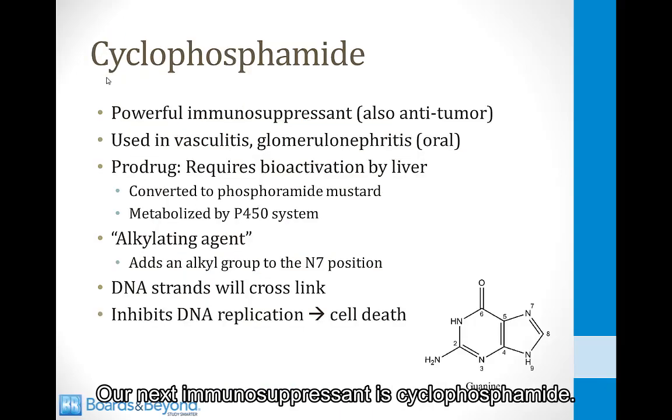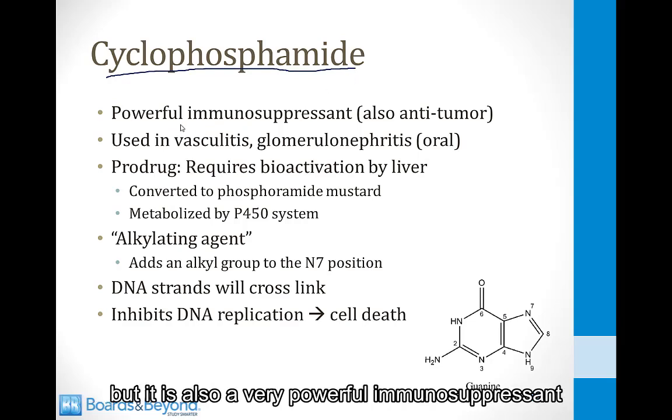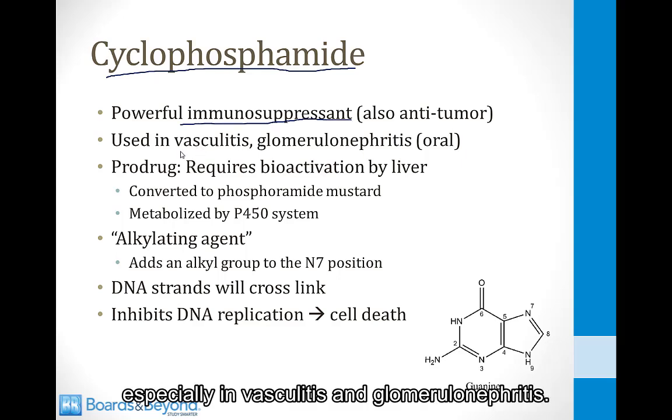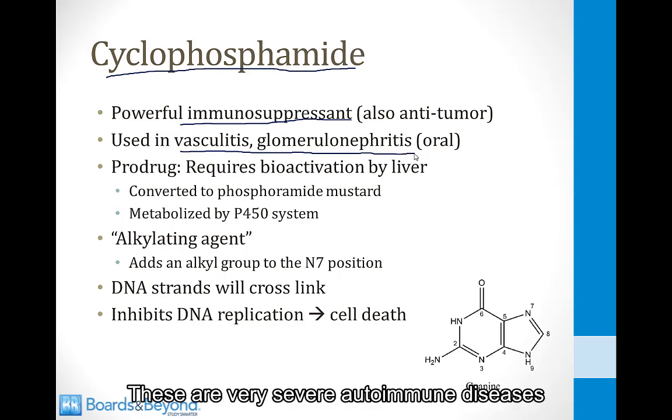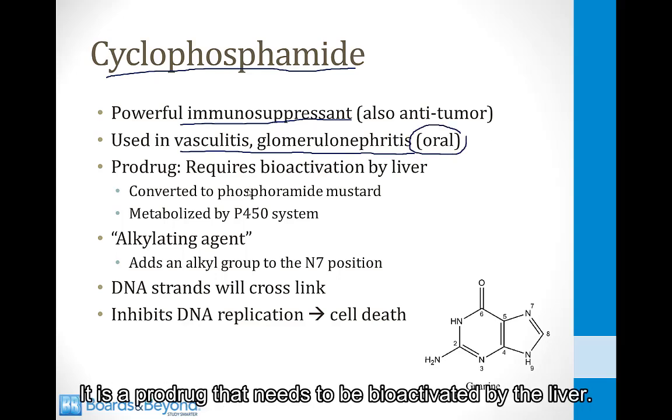Our next immunosuppressant is cyclophosphamide. You may know that cyclophosphamide is used for chemotherapy, but it is also a very powerful immunosuppressant that's used in some autoimmune diseases, especially in vasculitis and glomerulonephritis. These are very severe autoimmune diseases, and oral cyclophosphamide is often used as therapy. It is a prodrug that needs to be bioactivated by the liver.